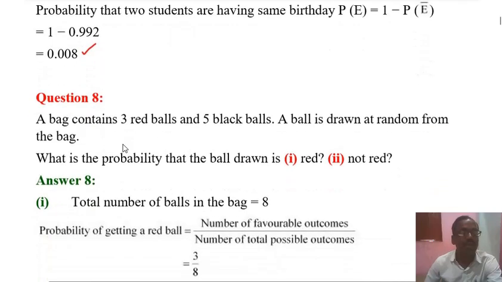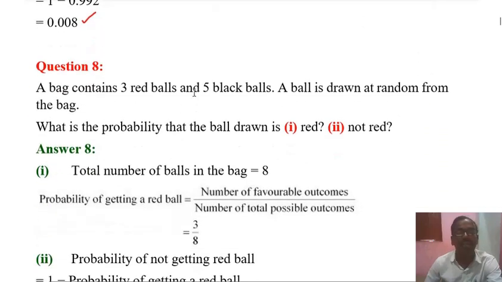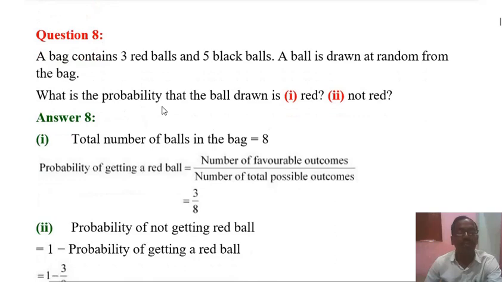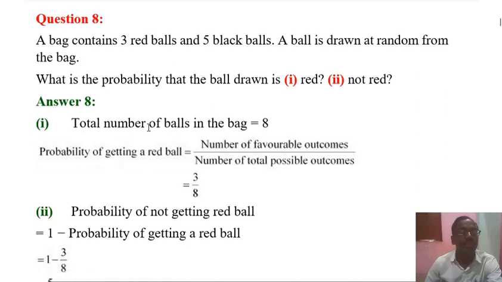Question number 8. A bag contains 3 red balls and 5 black balls. A ball is drawn at random from the bag. What is the probability that the ball drawn is first red and second not red? It means that event and not event. So the solution of question number 8 will be: the total number of balls in the bag is 3 red plus 5 black equals 8.